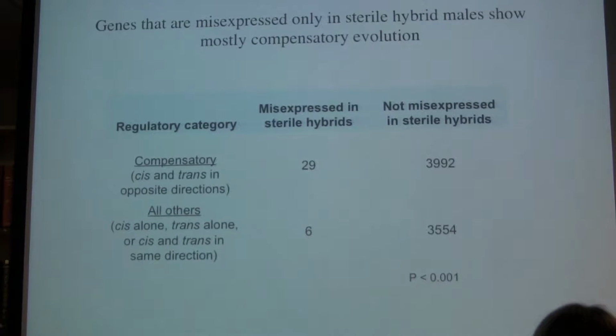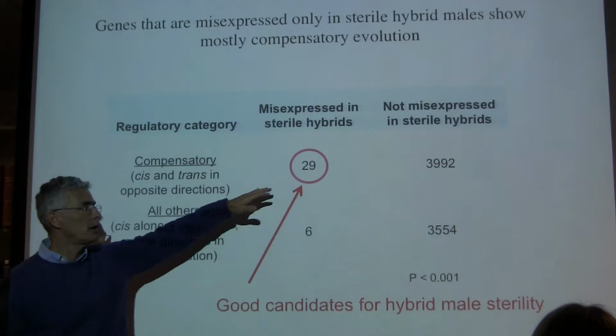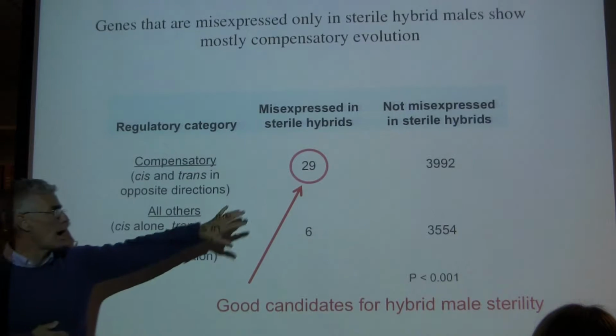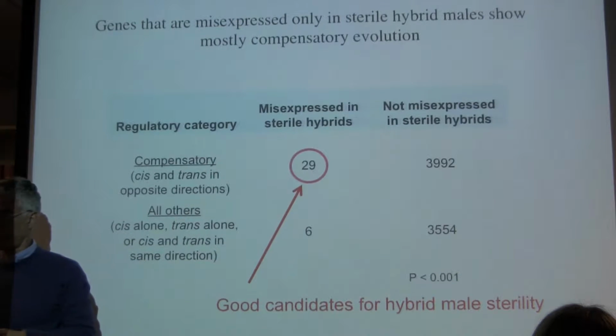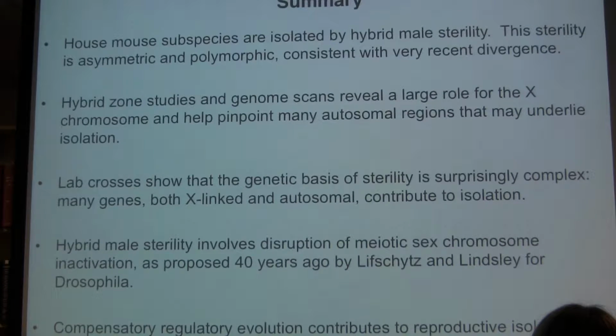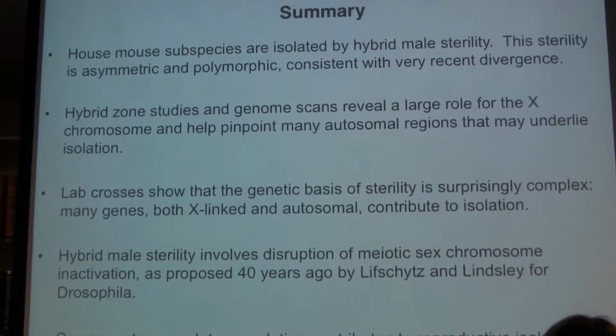So that's exactly what you would expect if compensatory evolution is leading to problems in hybrids when you bring the two things back together. So I think that these are very good candidates for hybrid male sterility. And a subtlety that you might not catch immediately from this is these genes themselves are good candidates for hybrid male sterility because the cis change is actually at that gene. And so we now have 29 genes that we think are worth pursuing and thinking about from the perspective of reproductive isolation.